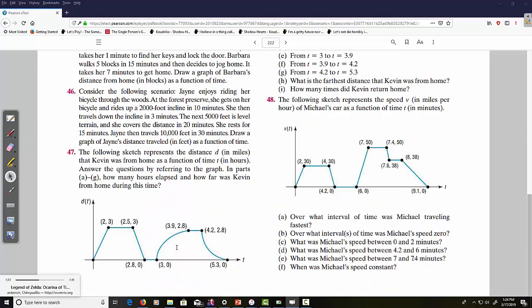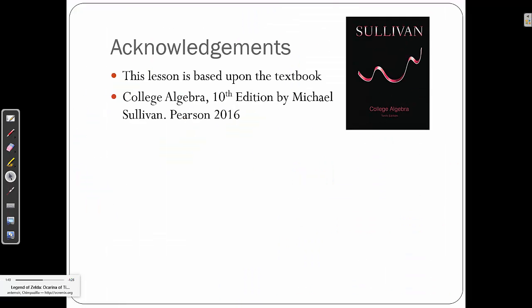These problems are much like that, asking you to interpret what's happening on a graph. If you have any questions, just send me an email and we'll talk about them. So that's all of 3.2.